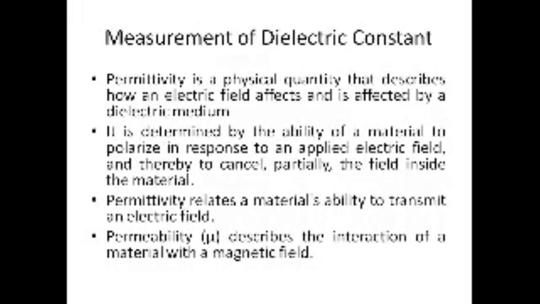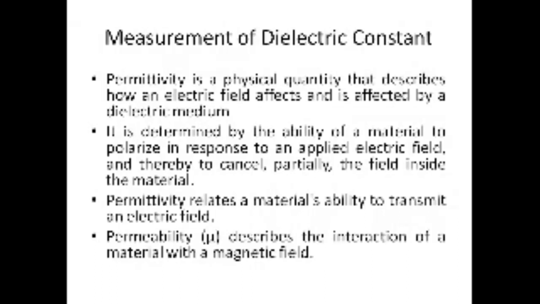Since we are measuring the dielectric constant using the externally applied electric field, this permittivity term is very important. It is determined by the ability of the material to polarize in response to an applied electric field, and so it can cancel partially the field inside the material. Due to this effect, permittivity is created. Hence, the permittivity relates a material's ability to transmit an electric field.